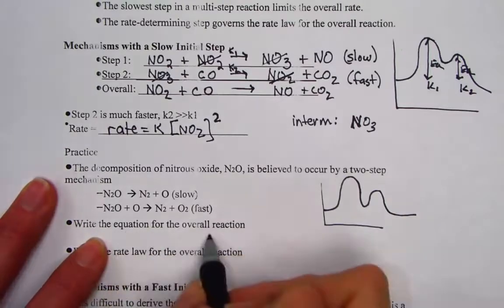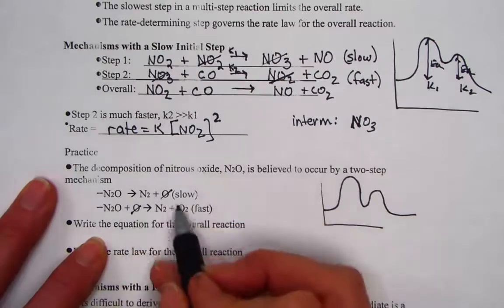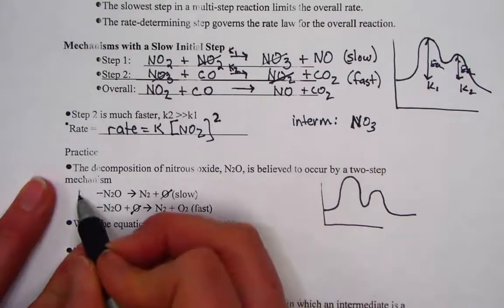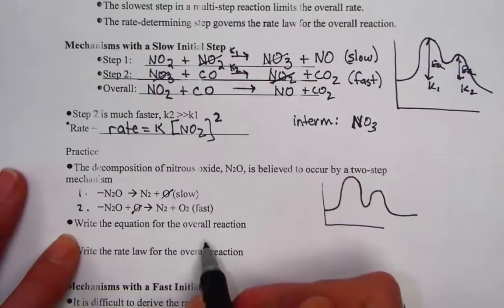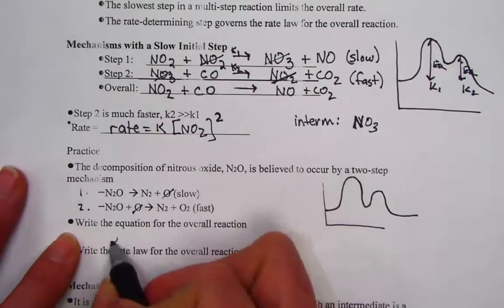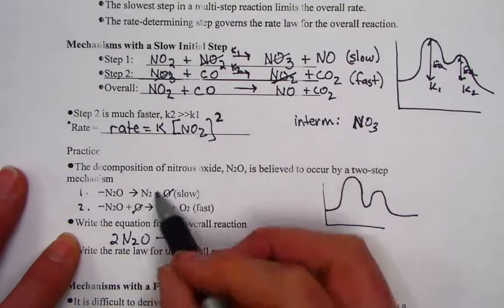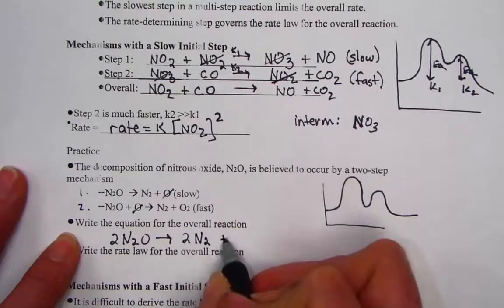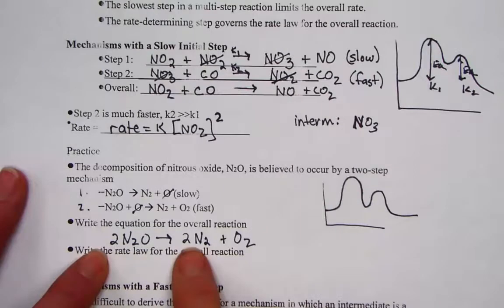The overall equation is found just by simplifying any intermediates that were formed and then used up. I'm noticing that O was produced in the first elementary reaction and then used in the second elementary reaction. Looks like that's all I'm seeing that can simplify. On the left, I have two molecules of N2O forming two molecules of nitrogen and a single oxygen molecule. Two N2Os produces two N2s plus an O2.